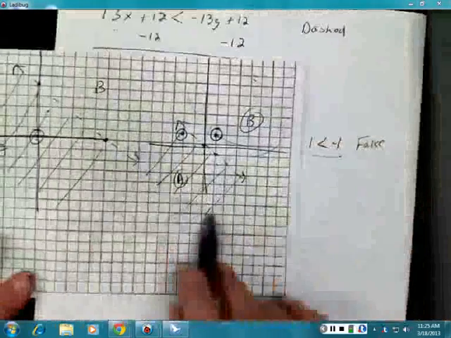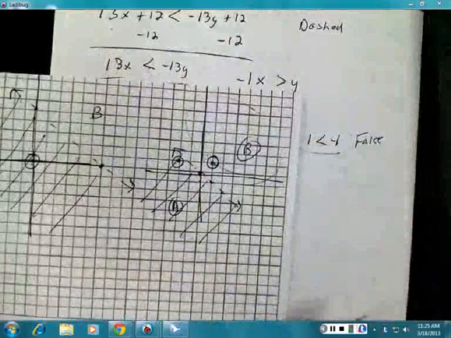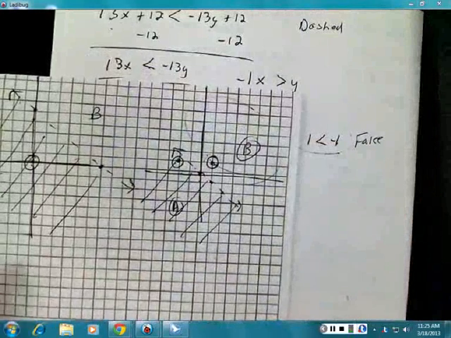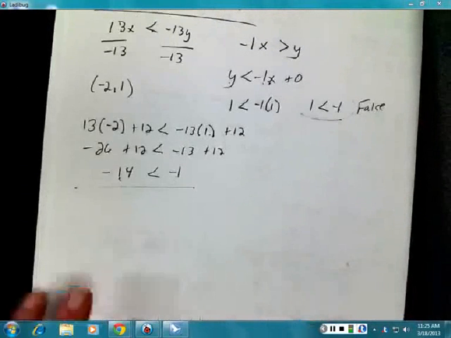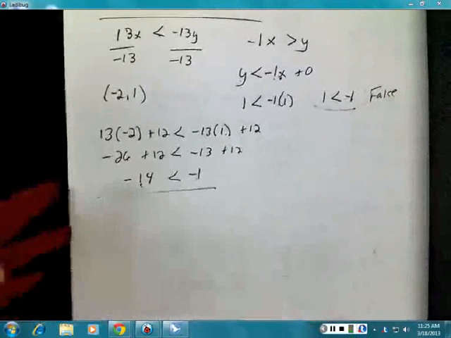Okay? That's another way to look at it, is that you pick something within this shaded part and see if it makes it true. And if it makes it work for that one. Okay? Let's do another one.